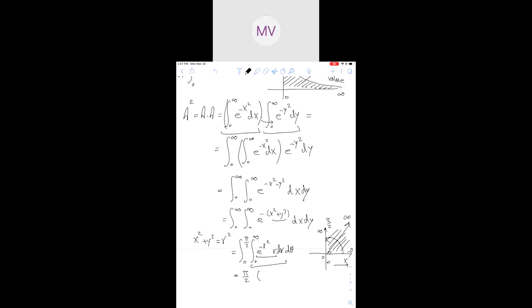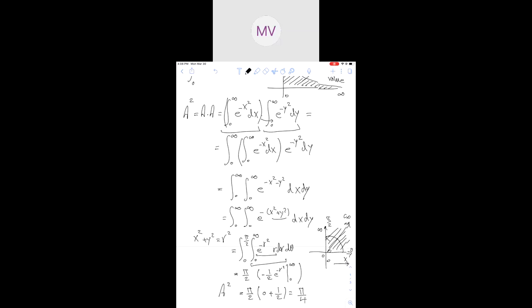You do a substitution, and the integration is negative half e to the negative r square. So that's the integration of r e to the negative r square. Let's evaluate it from 0 to infinity. And now this is pi over 2 times: if you plug in infinity, you get 0. And if you plug in 0, you get plus half. So that your a square is pi over 4, sorry.